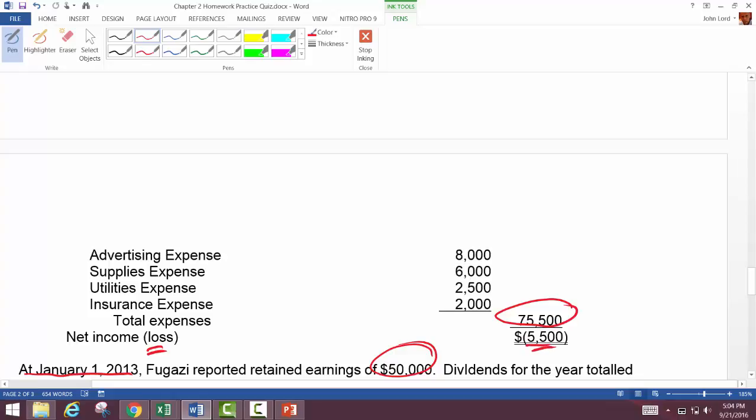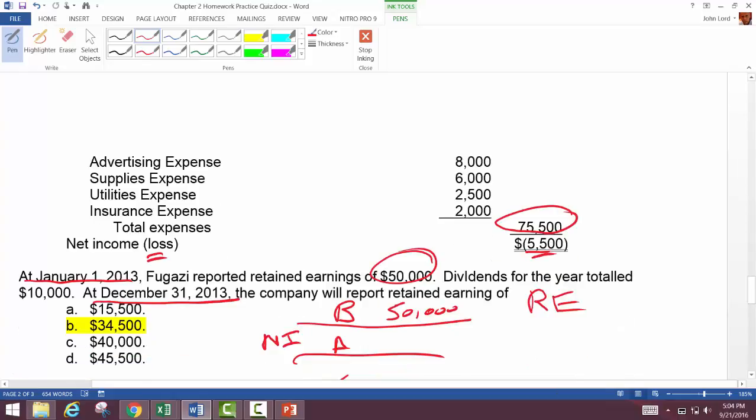So since they have a loss, that's actually a subtract from the retained earnings, right? Oops, I wrote it in the wrong place there because I wanted to put my numbers there. So that's actually not net income. When it's negative, that's a loss of 5,500. We're reducing the retained earnings.